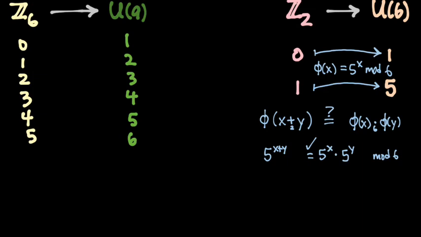So that means that any time I'm taking a group whose operation is addition and comparing it to a group whose operation is multiplication, I should try an exponential function to do this, right? Because this thing always happens. This homomorphism property will always be satisfied.